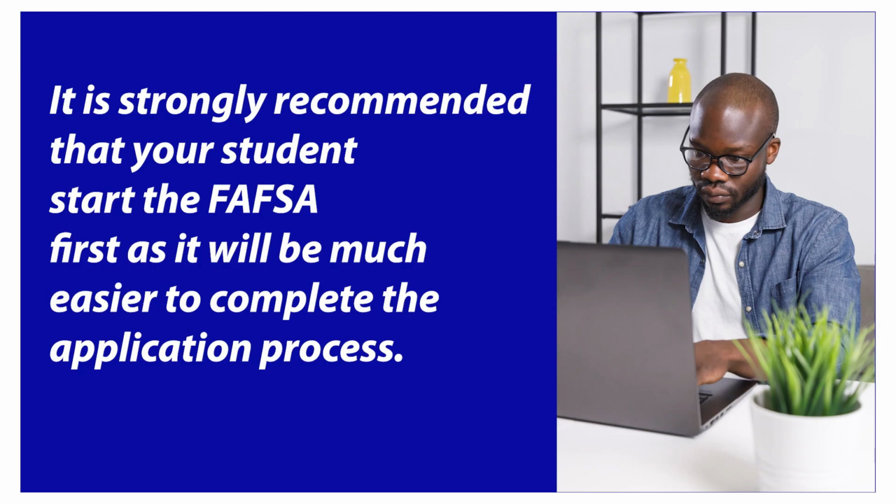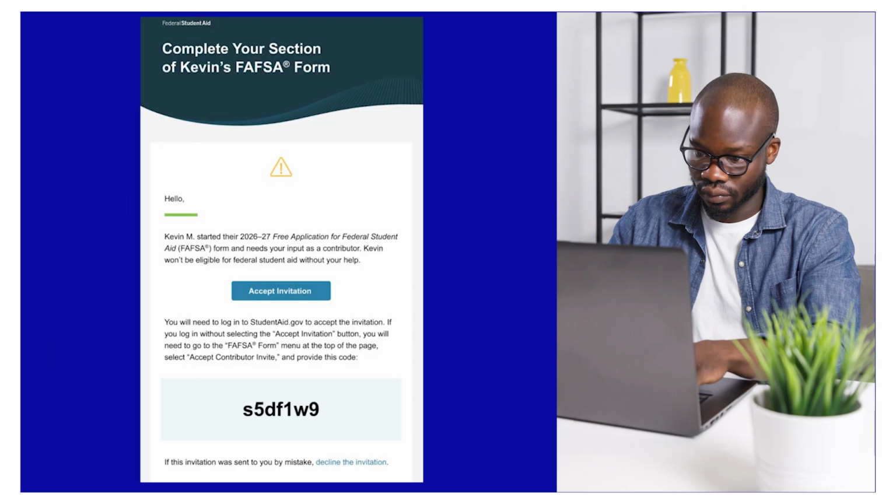We recommend that your student start it, as it will be much easier for you to complete your part with an invitation code. If your student already has started their FAFSA, you will have received an email invitation with a link to complete your section. Just click the Accept Invitation button in that email or go directly to FAFSA.gov and choose Accept an Invitation. Enter the invitation code provided to access your child's form.